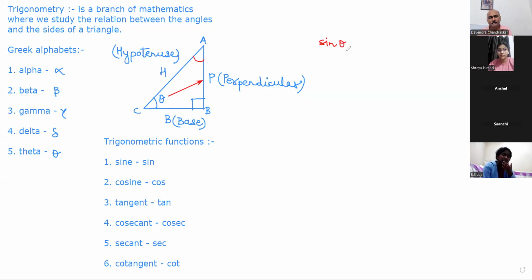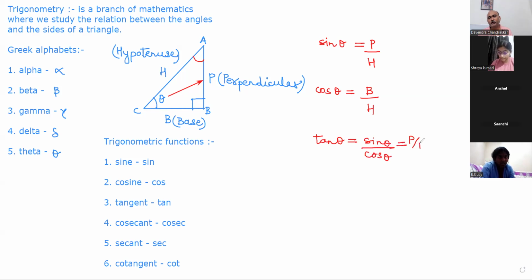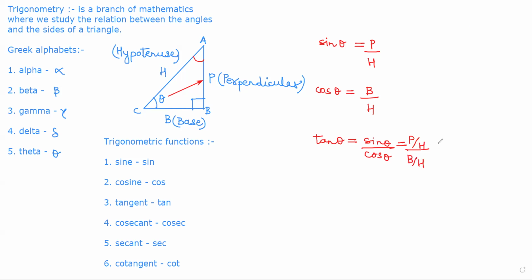Say suppose I want to find sine theta. How do we find the value of this sine theta? This is perpendicular upon hypotenuse. Clear? This is how sine theta is given. Then what is cos theta? It's given as base upon hypotenuse. Then comes tan theta. Tan theta is nothing but sine theta upon cos theta. So when you solve it, you get P upon H upon B upon H. Finally, you get it as perpendicular upon base, right?